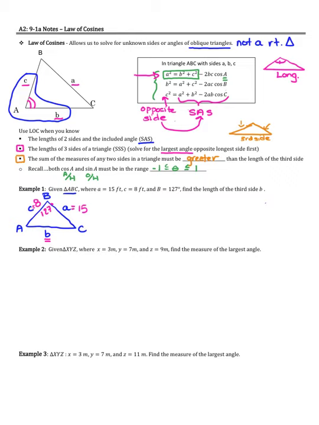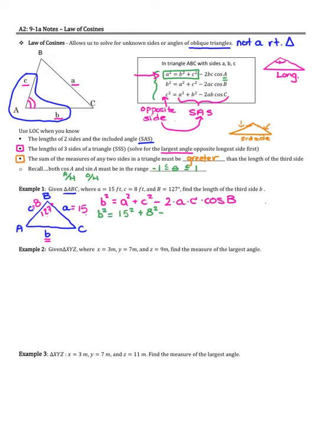So notice I was given side, angle, side, 8, 15, and 127, the angle between those two sides, and we're going to find b. So we are using the middle formula that says b squared equals a squared plus c squared minus 2 times a times c times the cosine of angle B. And then we're going to substitute in the given information. So we have 15 squared plus 8 squared. And again, this will all equal b squared.